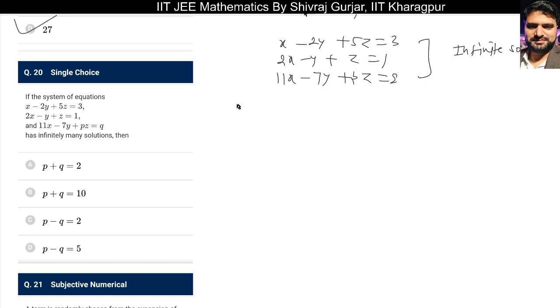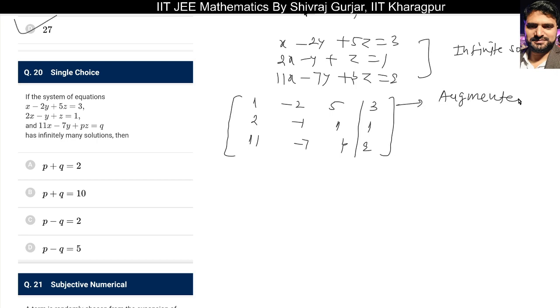So we know what its coefficient matrix will be: 1 minus 2 5, 2 minus 1 1, 11 minus 7 p. And its constant part is 3, 1 and q. So let's make this full matrix. This matrix is known as the augmented matrix. Okay. Now this is a 3 cross 4 matrix.